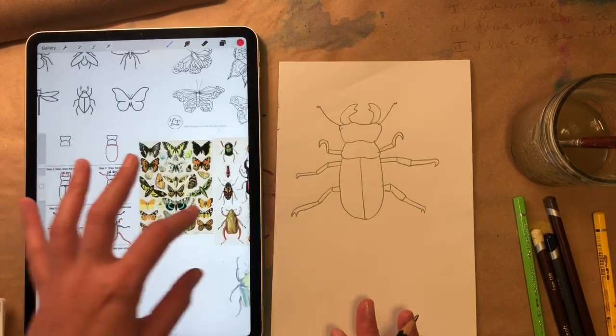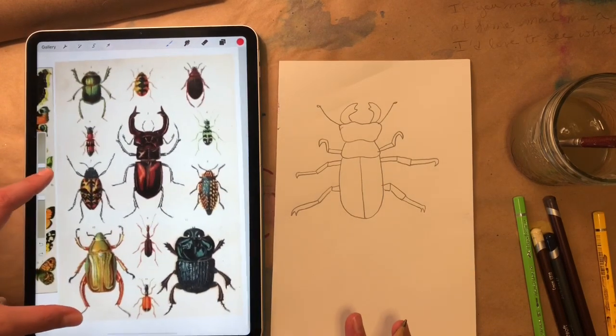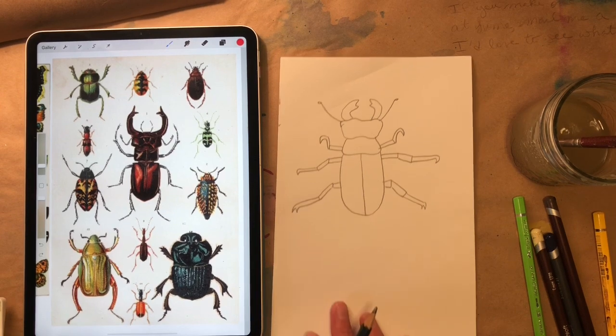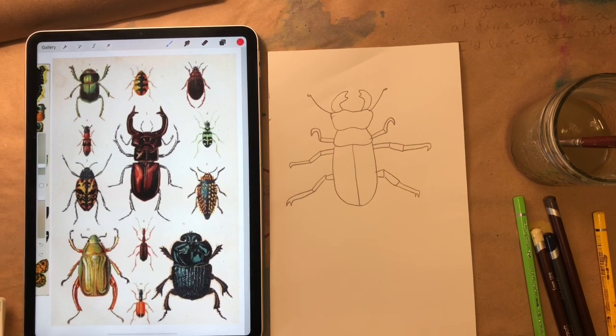Look at any images of beetles to get the coloring right. Again, it doesn't have to be exact, but you could use colored pencils or paint this time too.